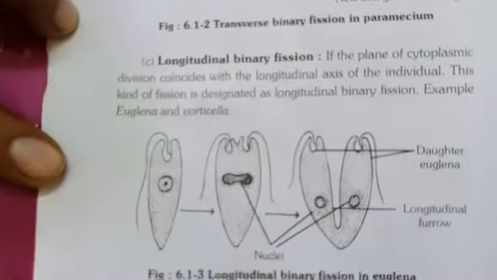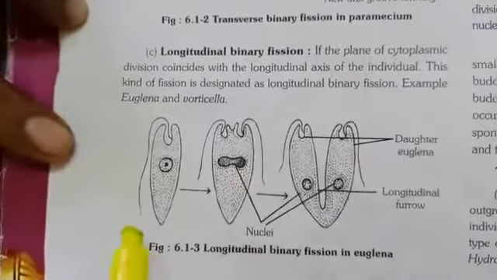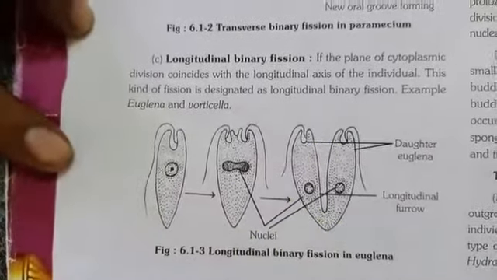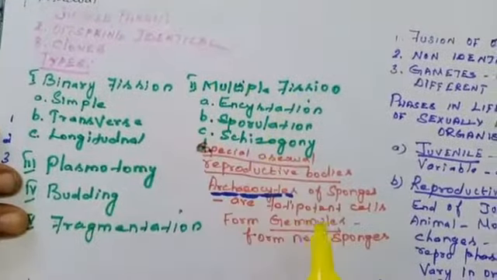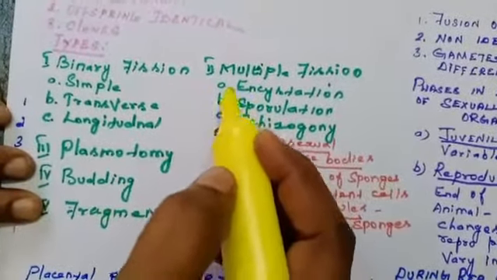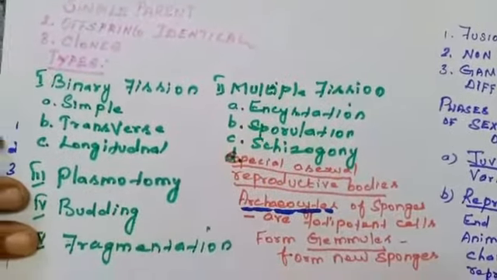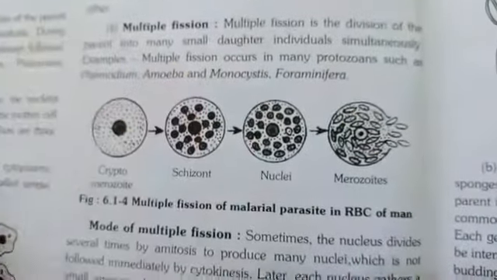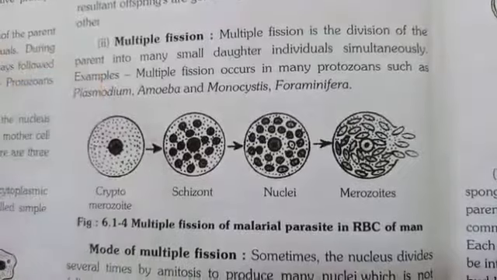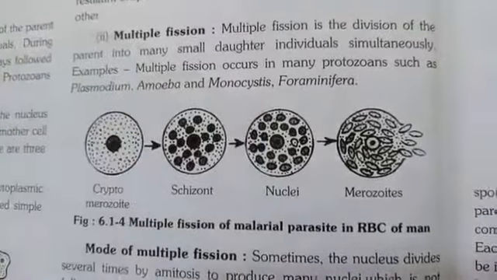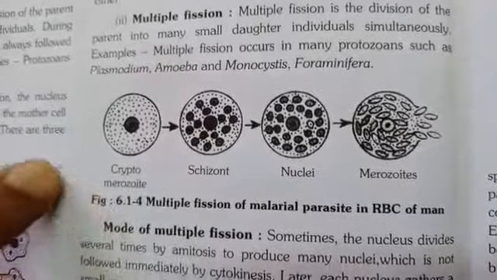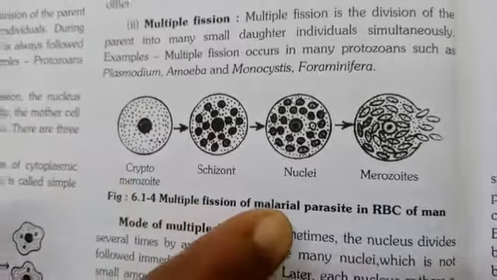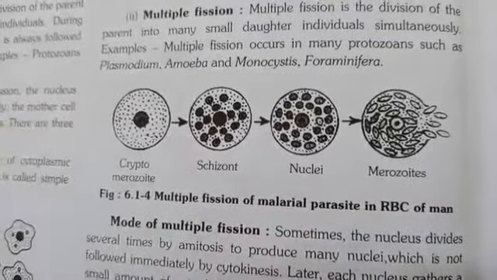Next one is longitudinal binary fission. Example, euglena. We can see clearly that the euglena divides longitudinally and forms two daughter individuals. Next one, multiple fission. Types in multiple fission: encystation, sporulation and schizogony. Multiple fission occurs in many protozoans such as Plasmodium, amoeba, monocystis and foraminifera. You can see here that it undergoes certain stages. This is multiple fission which occurs in the malarial parasite in the RBC of man.